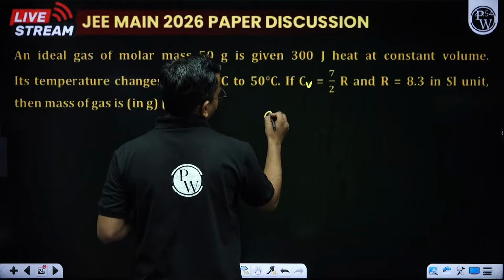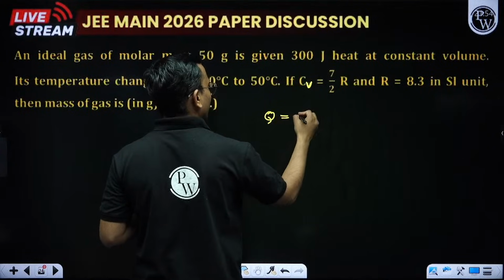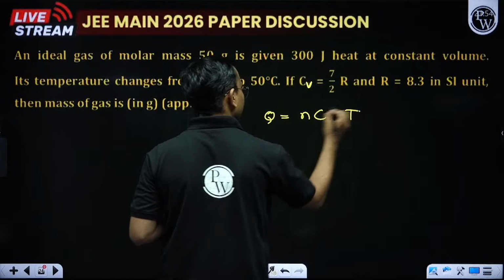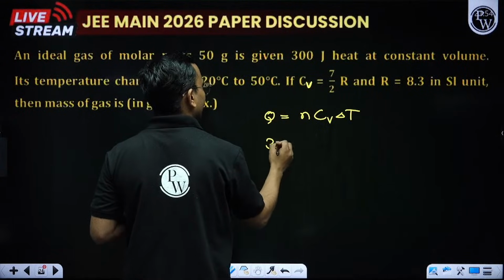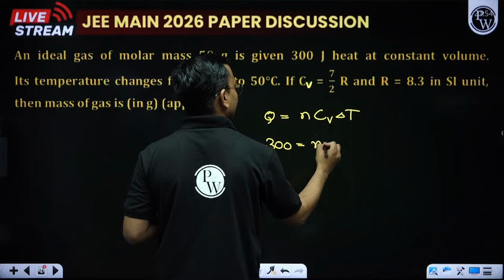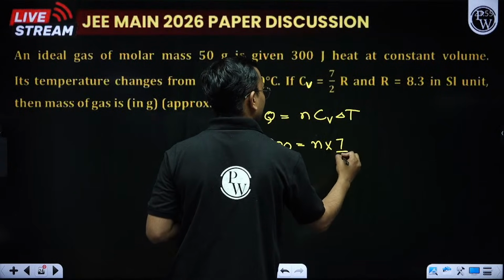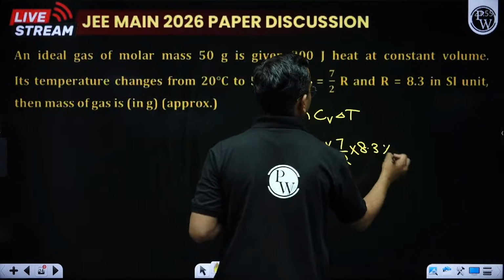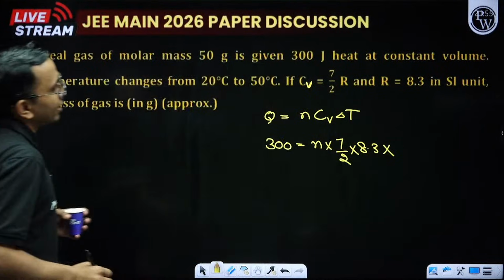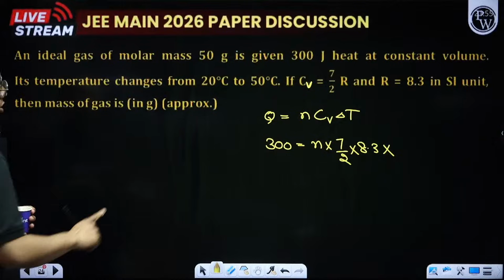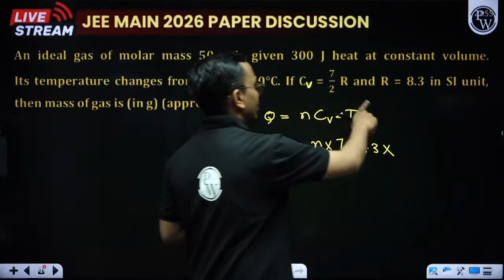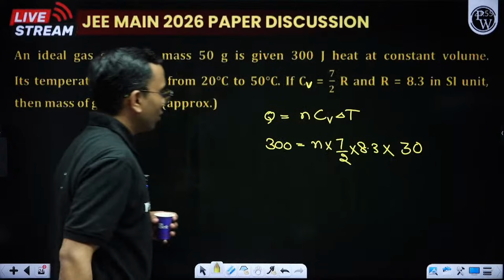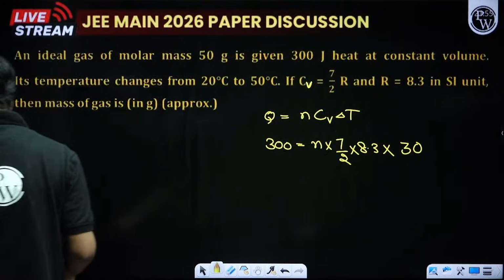My Q, this is an isochoric process because volume is constant, so that is nCvΔT. Let us put 300 equals n times Cv, which is 7 by 2 into R, that is 8.3, into ΔT. How much is the ΔT? It changes from 20 to 50 degrees Celsius, so ΔT is 30. From there, I will get the number of moles.